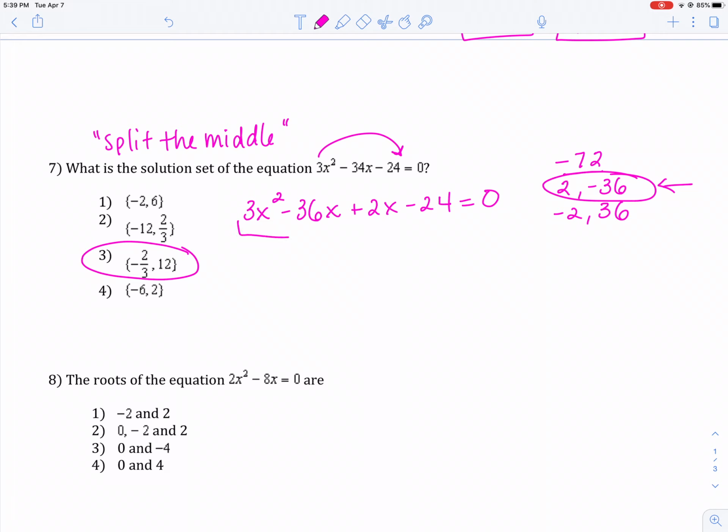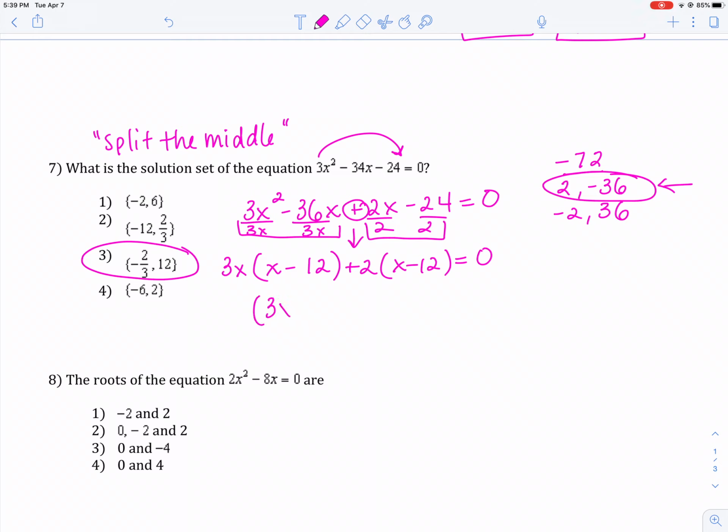So this turns into grouping. The GCF between the first two is 3x. And if I divide each of these by 3x, I get x minus 12. And the GCF here is positive 2. Whatever this sign is, it has to be the sign of the GCF. Divide both by 2, and I get x minus 12. Now, I know I did it right because this one is 3x plus 2, and the pair that matches is x minus 12.